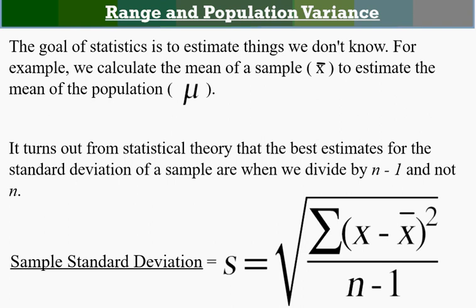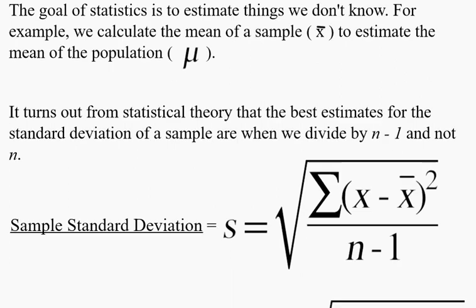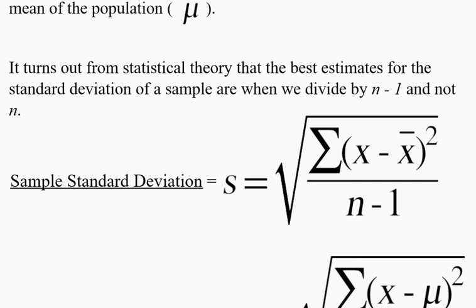So it turns out from statistical theory that the best estimate for standard deviation, the one that most represents what really truly goes on in everyday life, occurs when we calculate our sample standard deviation by dividing by n minus 1 and not n. There's a lot of statistical theory in this. One of the more readily accessible ideas would be that because we've calculated the average, I have one less piece of information in order to determine what the average distance is going to be from the mean. So I divide by n minus 1 instead of n.